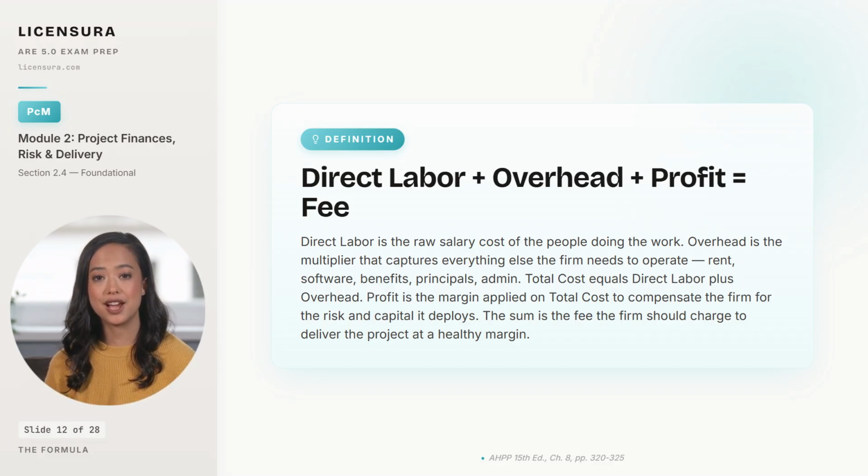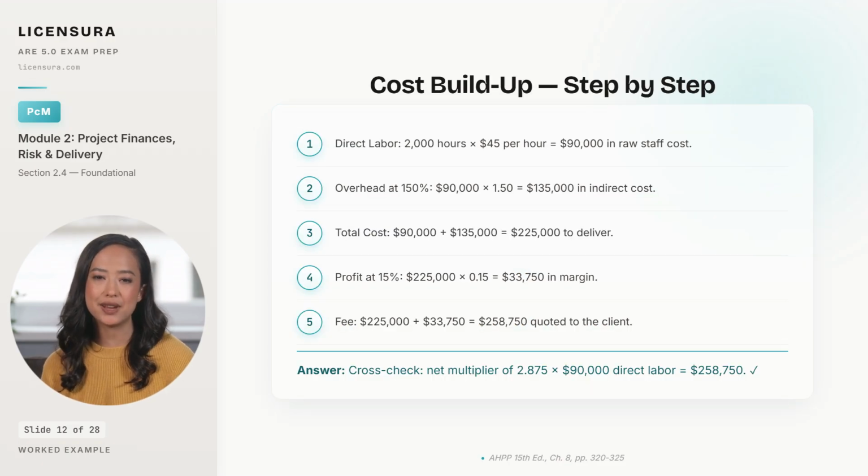Let me run a concrete example through the formula so the moving parts are visible. Take a project estimated at 2,000 hours of staff time at a blended rate of $45 an hour. Step 1. Direct labor is 2,000 hours times $45, which is $90,000 of raw staff cost. Step 2. Overhead at 150% multiplies the labor by 1.5, adding $135,000 of indirect cost. Step 3. Total cost is direct labor plus overhead, $225,000 to deliver the project.